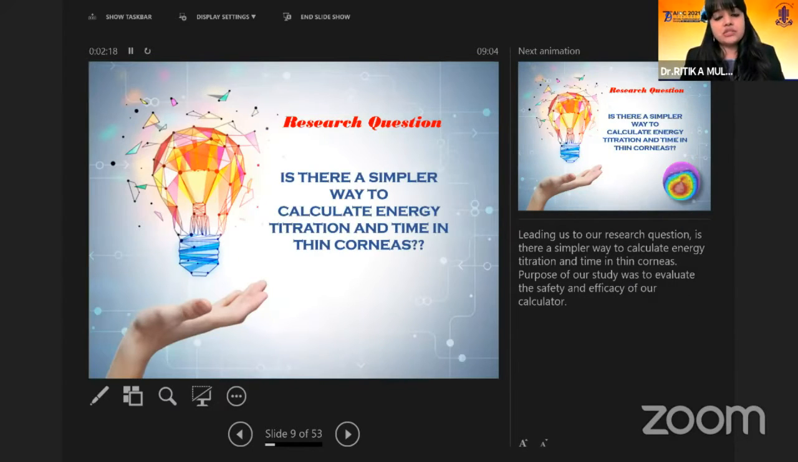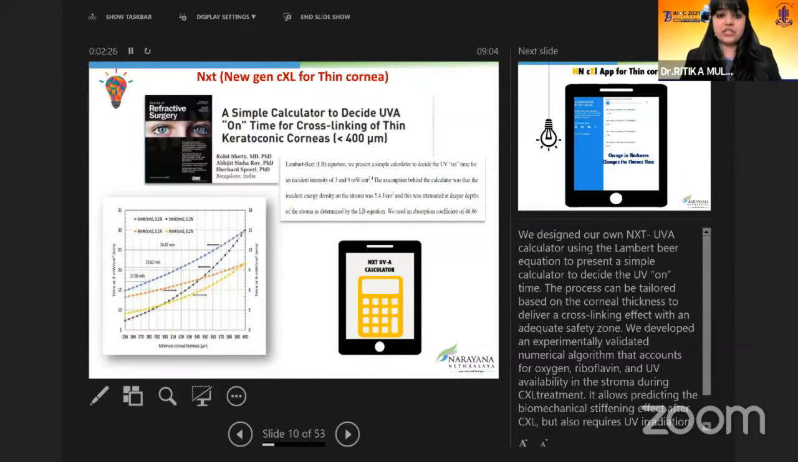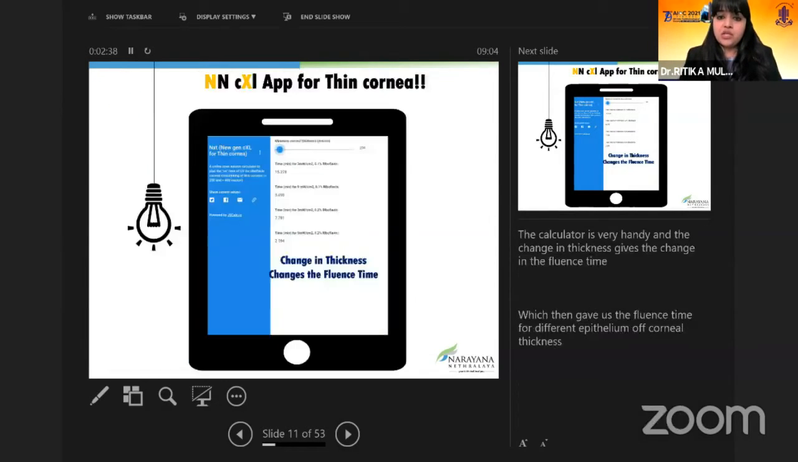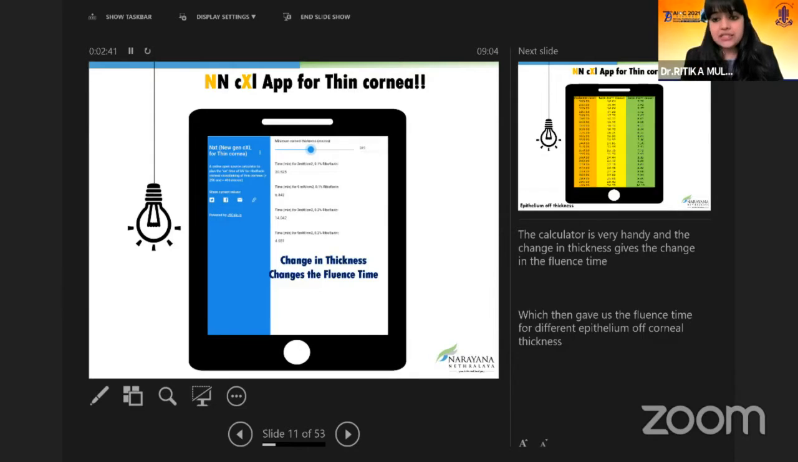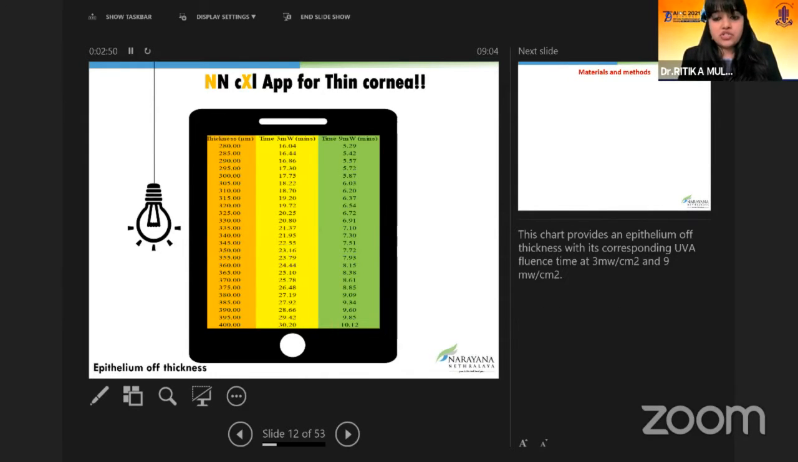This led us to a research question: is there a simpler way to calculate energy titration and time in thin corneas? The purpose of the study was to evaluate the safety and efficacy of this calculator. Our calculator was derived from the Lambert-Beer equation, and presents a simple way to decide the UV on time for an irradiance of 3 and 9 milliwatts. The calculator is very handy and can be easily used by the clinician. It gives the change in thickness and the corresponding change in fluence time. There is also a chart provided with the epithelium-off thickness in the first row, the 3 milliwatt time in the second row, and the 9 milliwatt time following that.